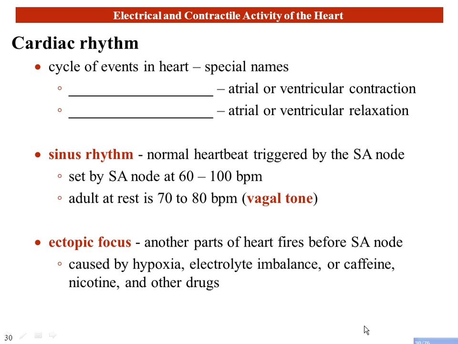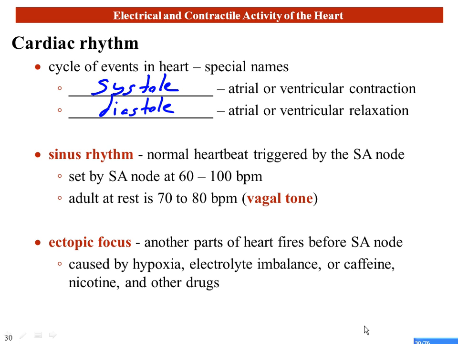Now we look at the events in a heart cycle. First of all, we have a phase where the heart muscle is contracting. Either the atrial muscles are contracting or the ventricle muscles are contracting. When any muscle contracts, that's referred to as systole. Then you also have a period in which the muscles relax. When the muscles relax, that's diastole. So you have ventricular systole or atrial systole, and then you have atrial diastole or ventricular diastole.